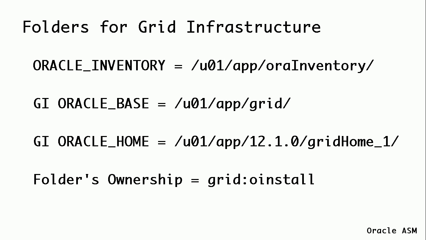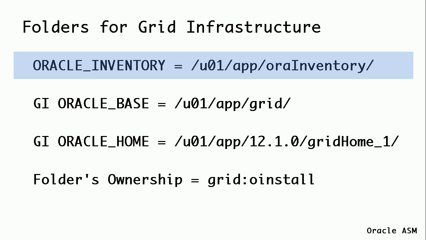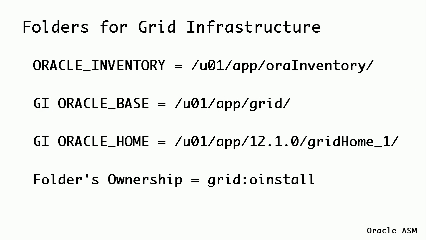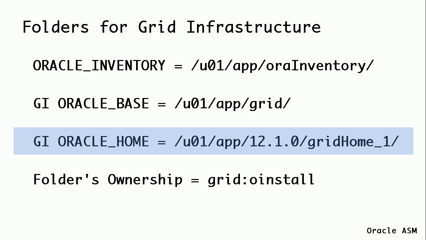Now, let us review folders required for Oracle Grid infrastructure software installation. We will use this folder for Oracle inventory. We will use this folder as Grid infrastructure base. This folder will store ASM and clusterware related diagnostic logs and administrative logs. We will use this folder as Grid infrastructure home. This folder will store all files required for Grid infrastructure software.